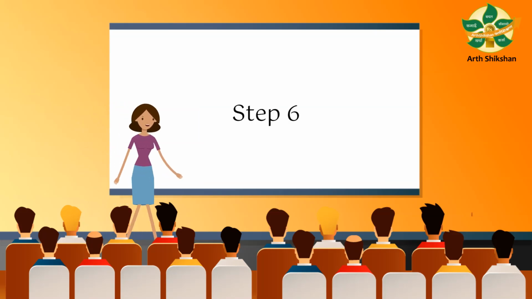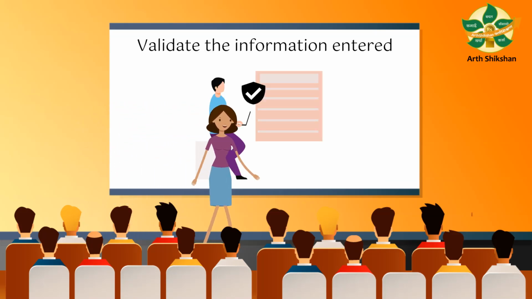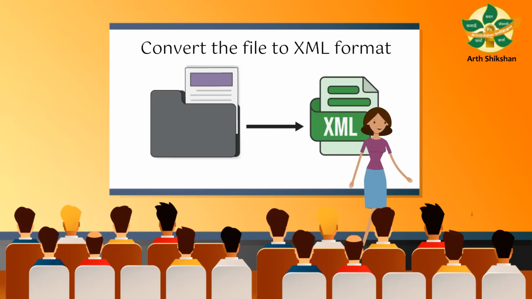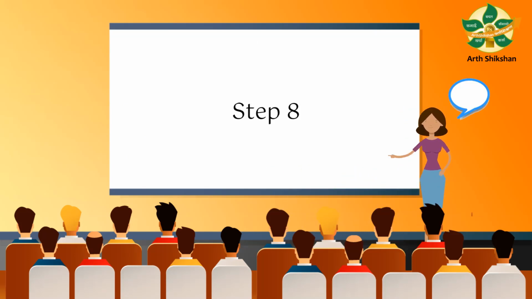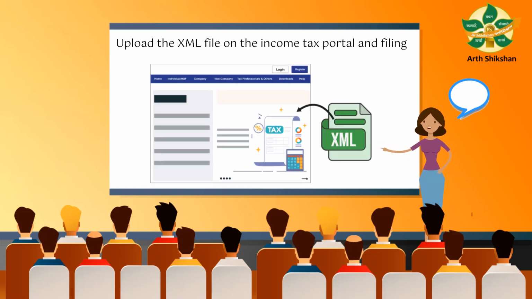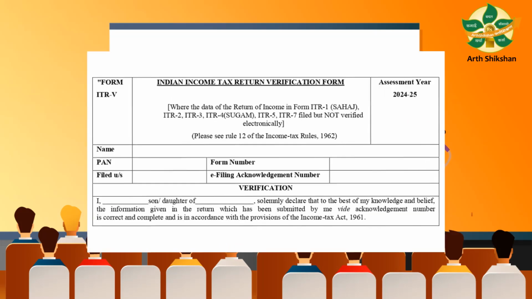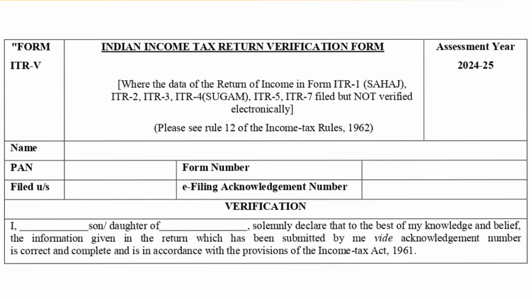Step number 6. Validate the information entered. Step number 7. Convert the file to XML format. Step number 8. Upload the XML file on the income tax portal and filing. Step number 9. Last step, once the return is filed, ITR-V acknowledgement will generate.